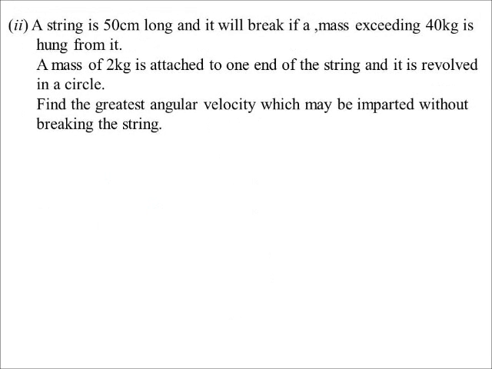We have an imaginary string, 50 centimetres long. It'll break if I put a mass exceeding 40 kilograms. So here's my piece of string hanging there. Put a 40 kilogram weight on it. Oh, jeez, broke the string. But a mass of 2 kilograms is put on it, and it'll hang on there. But I'm going to revolve it in a circle. What's the greatest angular velocity that I can spin my little bob without breaking the string?